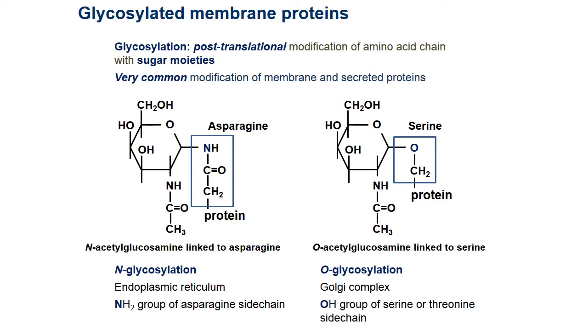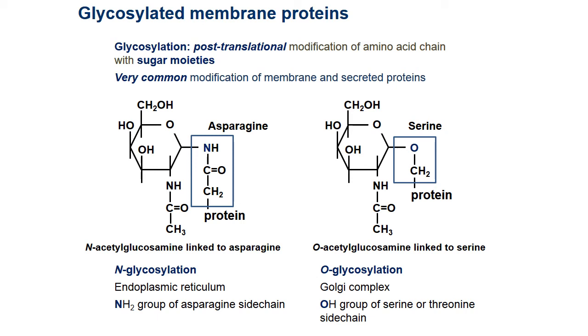So how are these sugar chains attached to these mucin proteins? Well, it occurs through a process called glycosylation. So glycosylation is a post-translational modification, so it occurs after the synthesis of the amino acid chain. And it should be noted that it's a very common modification of membrane and secreted proteins. It's really very common.